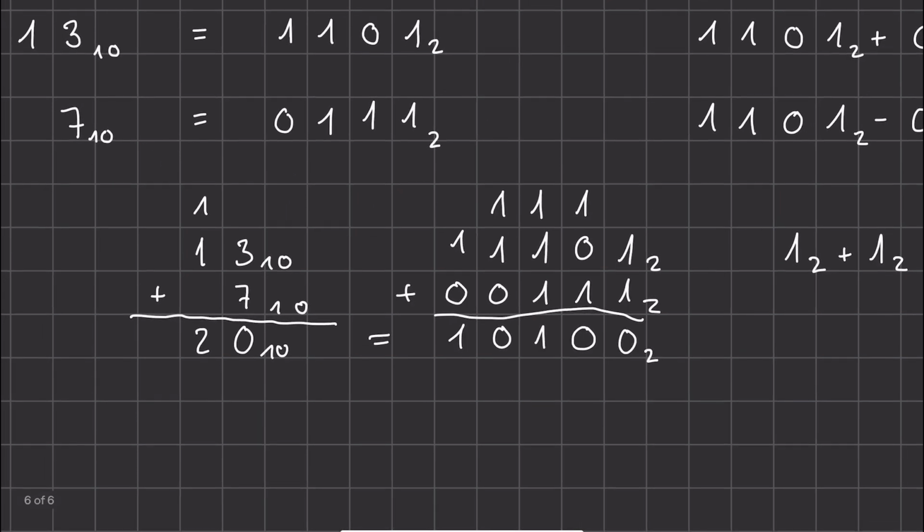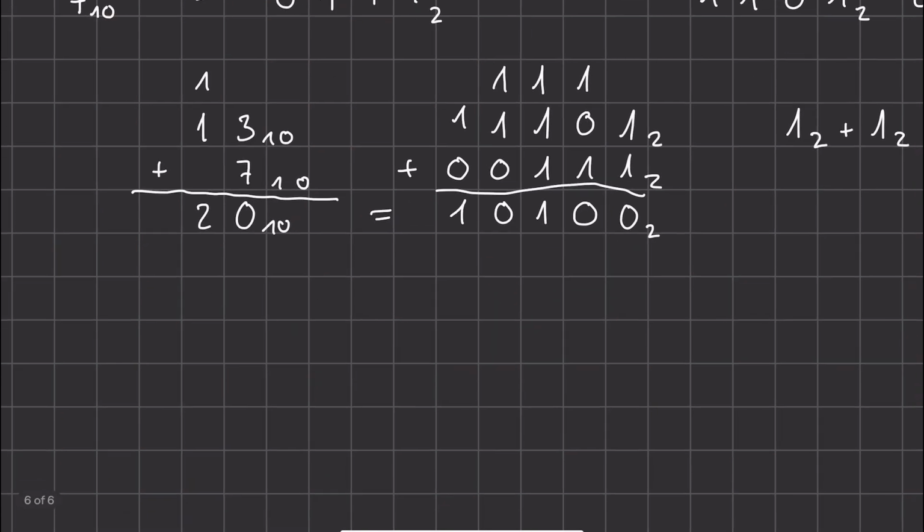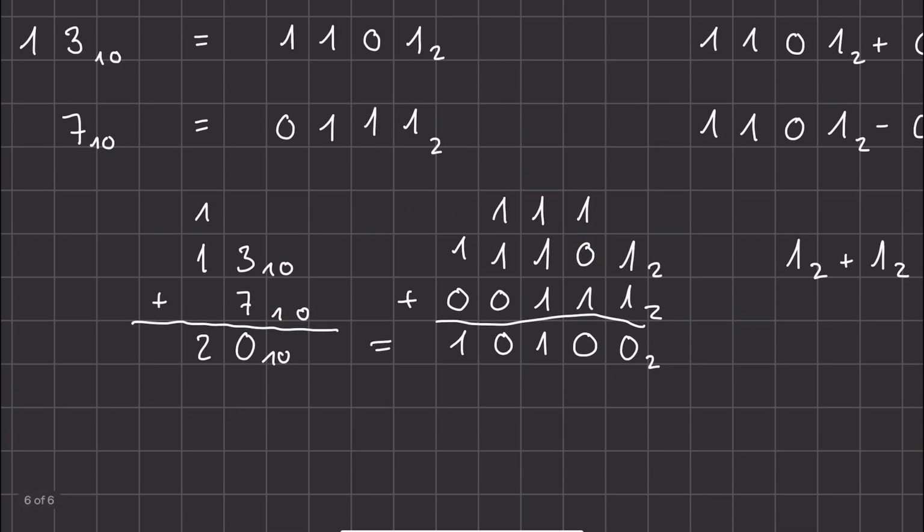Now, as you may have noticed, we had two binary numbers using 4 digits each, and we got out a binary number that uses 5 digits. This, for our calculation, is not an issue, but for computers, we have to limit, or we have to define exactly how many positions each number takes.